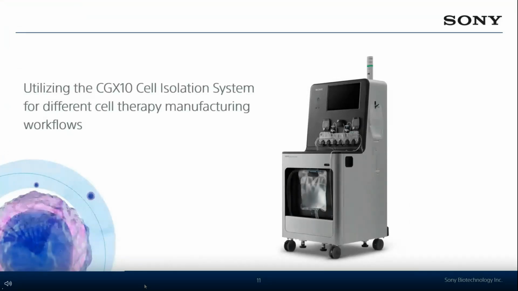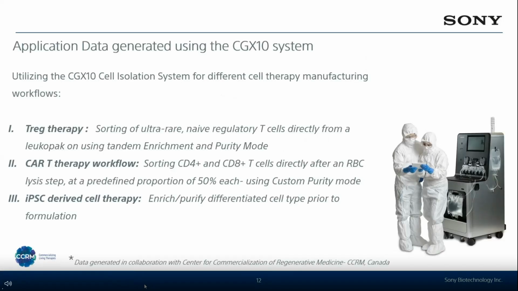Utilizing the CGX10 Cell Isolation System for different cell therapy manufacturing workflows. In this part of the talk, we're going to look at a couple of different experiments, some of which were run in collaboration with the Center for Commercialization of Regenerative Medicine, CCRM, in Canada. We're going to look at utilization of the CGX10 Cell Isolation System, first for Treg therapy and sorting of ultra-rare, naive regulatory T cells directly from a leukopak using a tandem enrichment and purity mode sort.